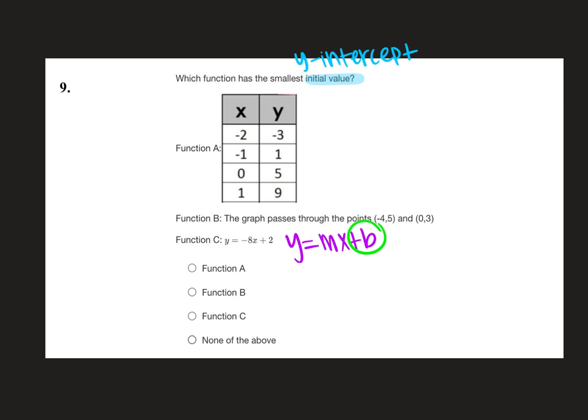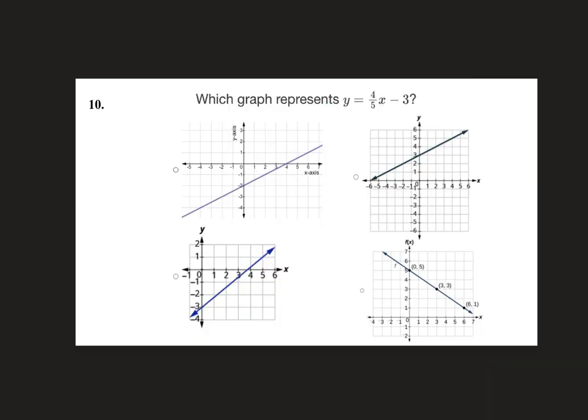Which graph represents y equals 4 over 5x minus 3? Okay, so according to our standard equation, y equals mx plus b, negative 3 would be the y-intercept. So I need to choose the graph that touches the y-axis at negative 3. There's only one graph that does that.